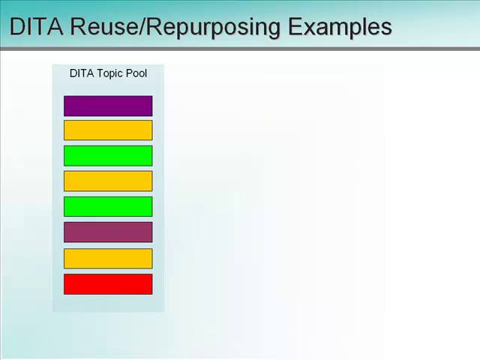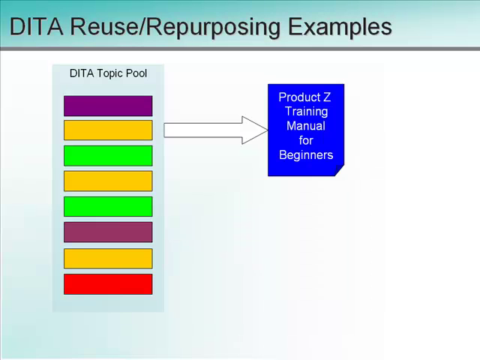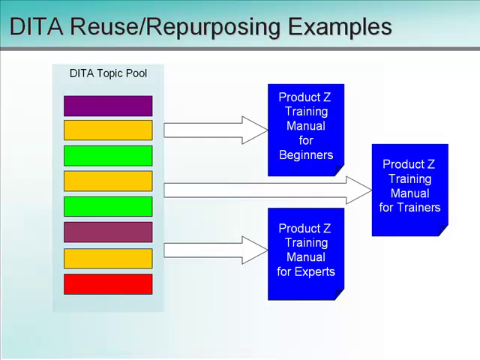And finally, in the training arena, we might output 3 different training manuals for a single product, 1 for beginners, 1 for experts, and a third one for trainers.